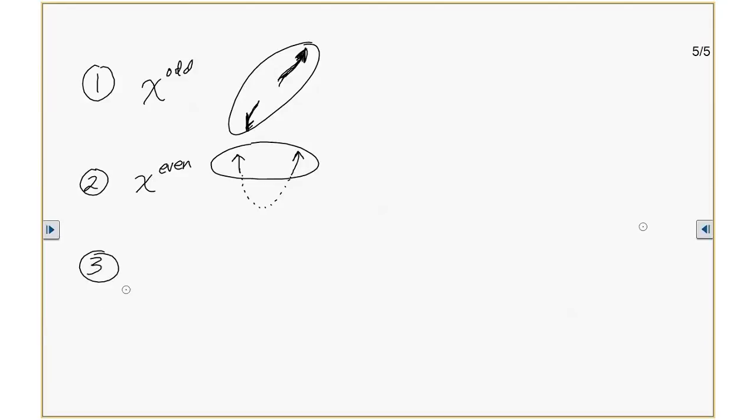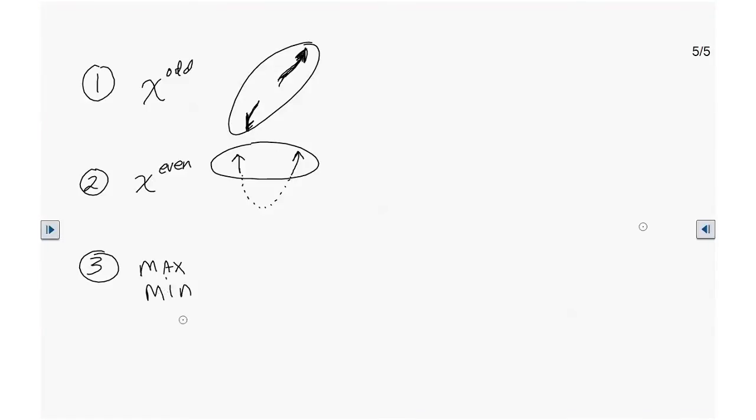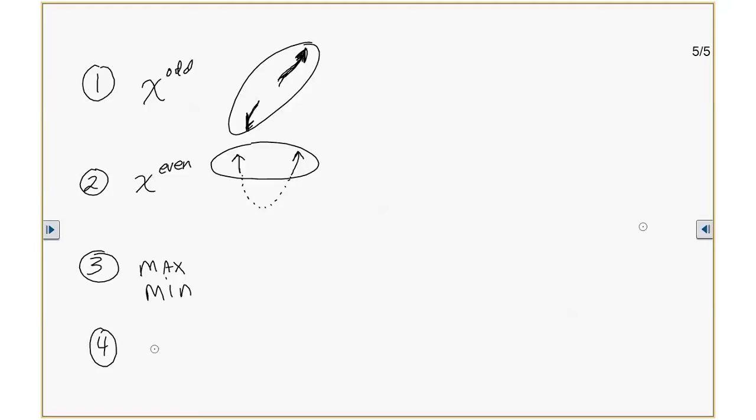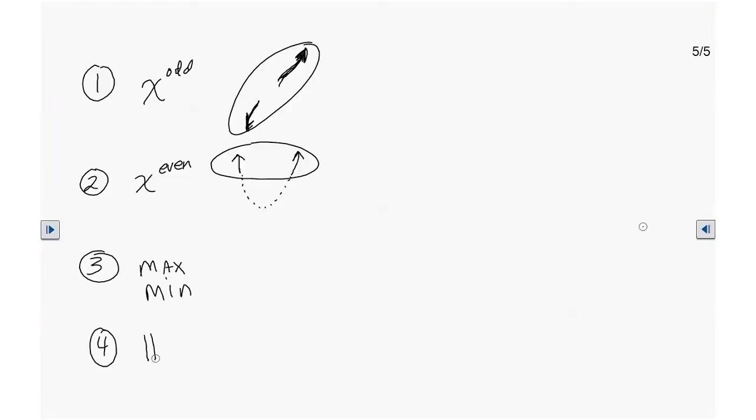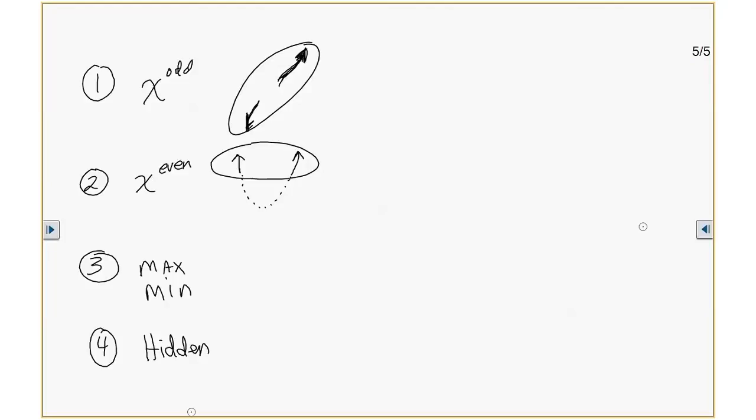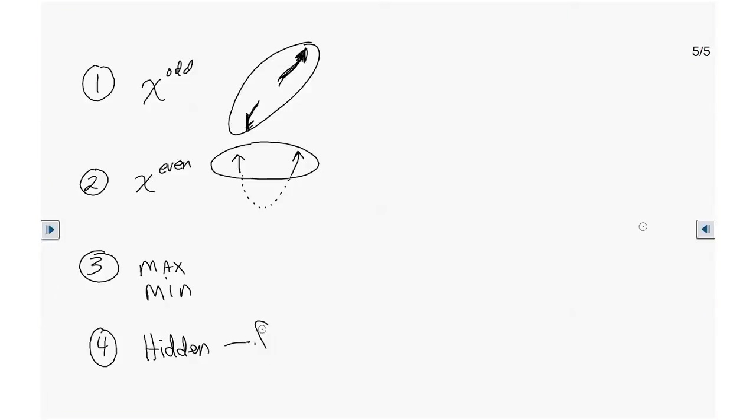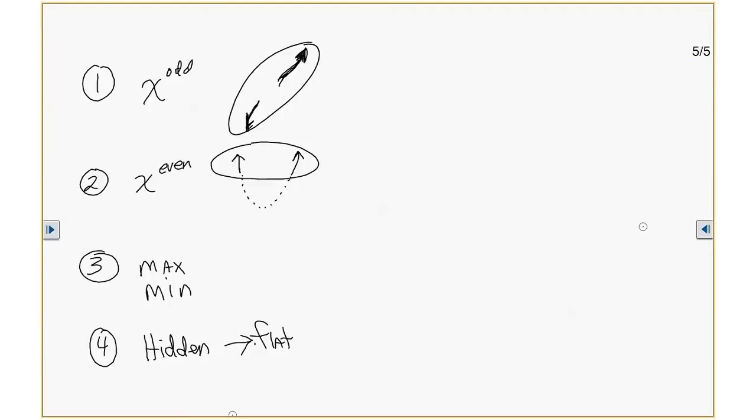you need to look for the max and the min with the calculator, and you need to look for hidden behavior, before 3 or 4, whichever. You need to look for hidden behavior, especially if you start seeing a flattening. You need to really watch. If it starts flattening out, then you need to look for hidden behavior. And that's all that section I'm going to show.